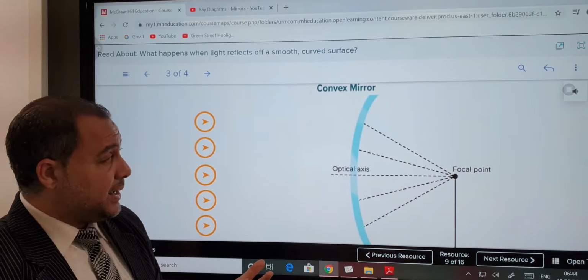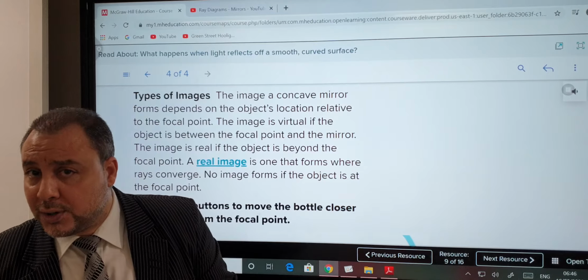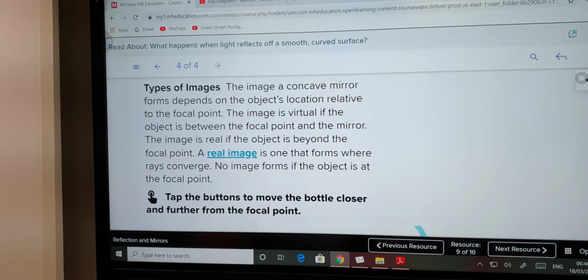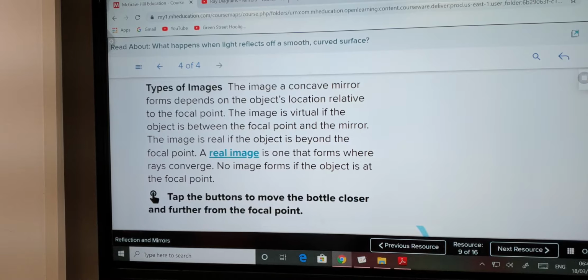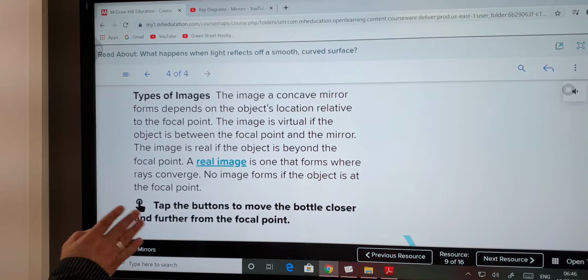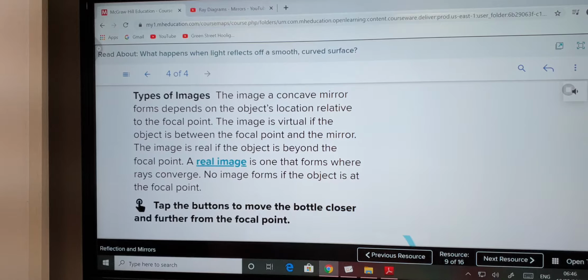Understand? So we have two types of image. In a concave mirror we said that it's a real image, but in a convex mirror we said that it's a virtual image. What are the differences between these two images? Listen please. The image a concave mirror forms depends on the object's location relative to the focal point. The image is virtual if the object is between the focal point and the mirror. The image is real if the object is beyond the focal point.